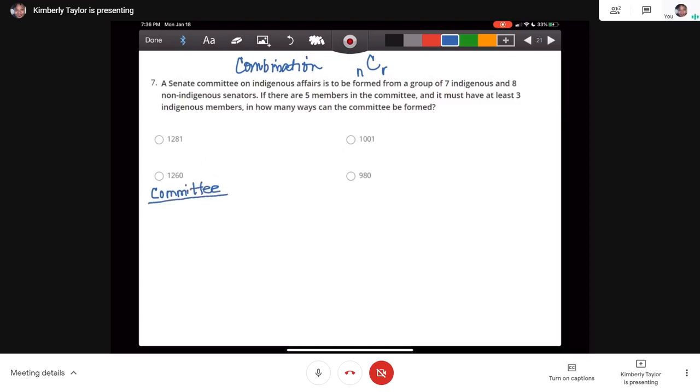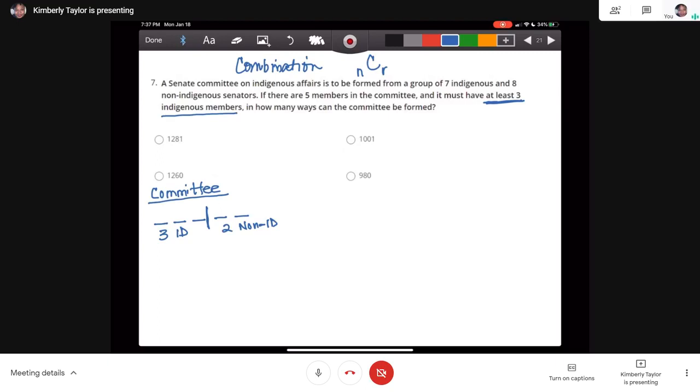And your committee has to have a certain number of people. First off, it has to have 5 people: 1, 2, 3, 4, 5. And the criteria is that at least three of the people have to be indigenous members. So let's split this up: the first scenario has three, and I'm going to put ID for indigenous member, and then the other two could be non-indigenous members. That's just one scenario, because when they say at least, that means I can have more than three. I can have three or more than three.